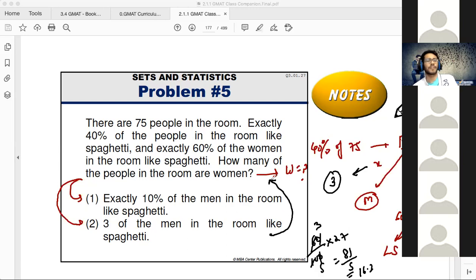If it is given 3 of the men in the room like spaghetti, I can calculate how many people in the room are women, right? Then in that case, I can calculate. What about the first statement?